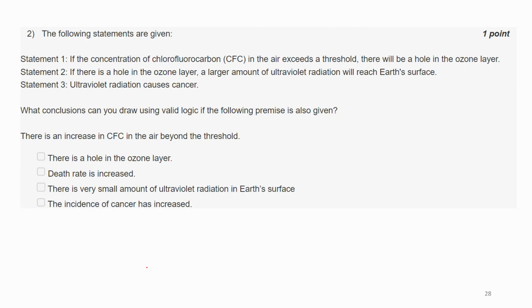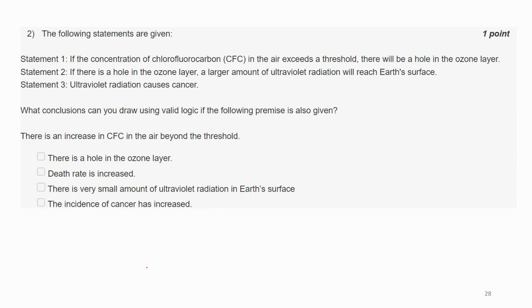Statement one, if the concentration of CFC or chlorofluorocarbon in the air exceeds a threshold, there will be a hole in the ozone layer. Statement 2, if there is a hole in the ozone layer, a larger amount of ultraviolet radiation will reach Earth's surface. And the third one, ultraviolet radiation causes cancer. Now the premises are given. What conclusion can you draw using valid logic if the following premises are given?